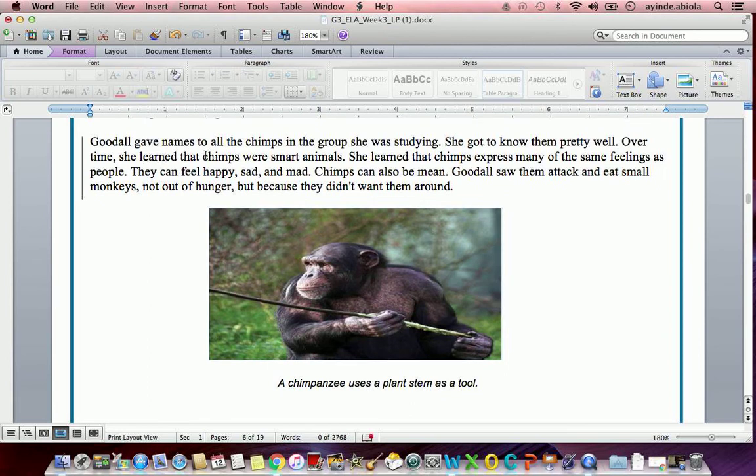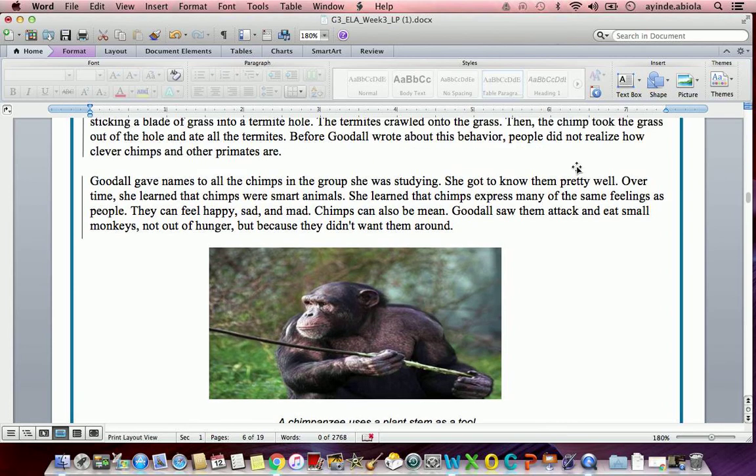Goodall gave names to all the chimps in the group she was studying. She got to know them pretty well. Over time, she learned that chimps were very smart animals. She learned that chimps express many of the same feelings as people. They can feel happy, sad, and mad. Chimps can also be mean. Goodall saw them attack and eat small monkeys, not out of hunger, but because they didn't want them around.